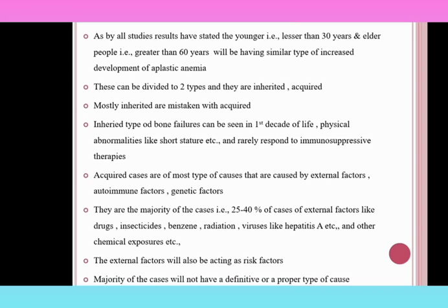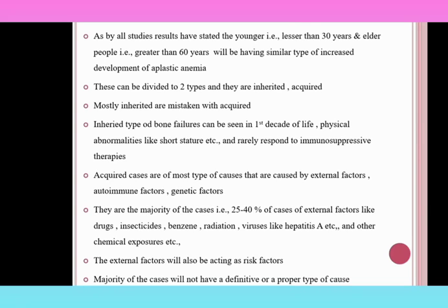And as per all the studies, the results have stated that the younger, means less than 30 years, and elder people who are greater than 60 years, have a similar increased risk of aplastic anemia. And these can be divided into 2 types. One is inherited and another one is acquired. Mostly inherited aplastic anemia is mistaken for acquired. But inherited bone marrow failures can be seen in the first decade of life, with physical abnormalities like short stature and similar features. These will rarely respond to immunosuppressive therapies.